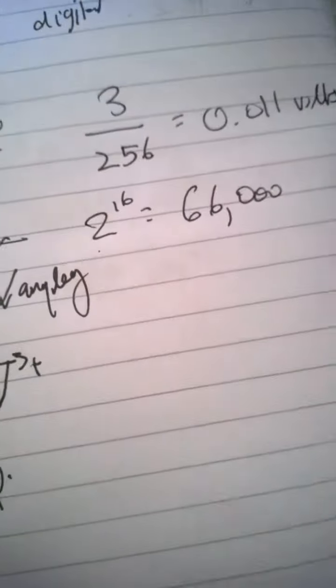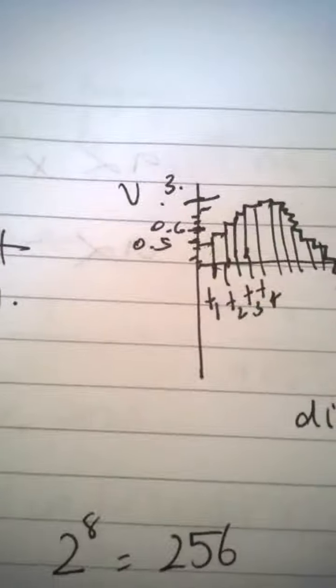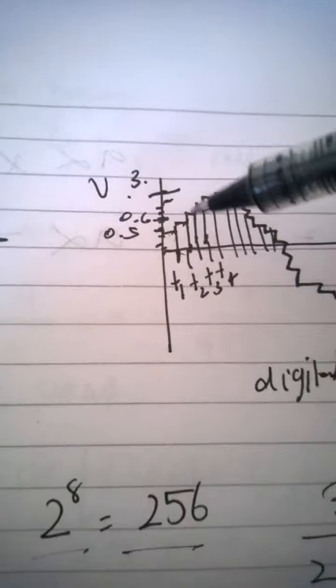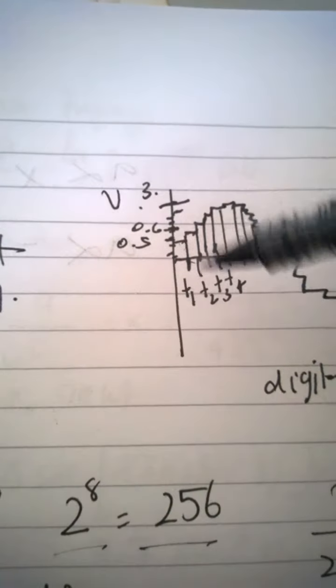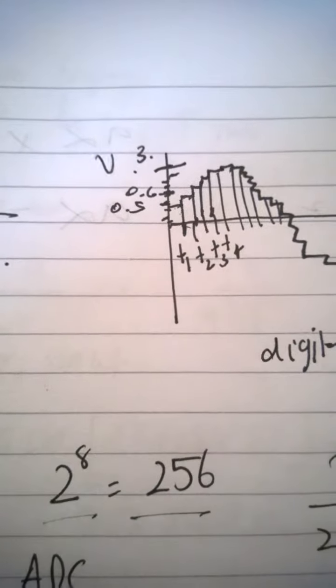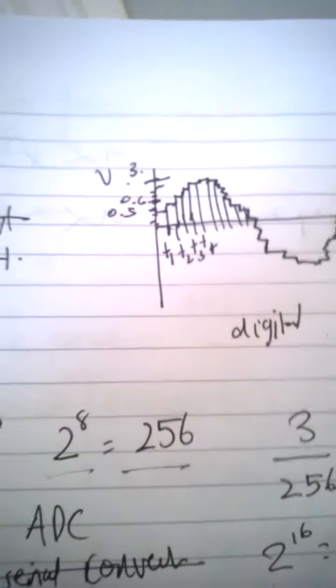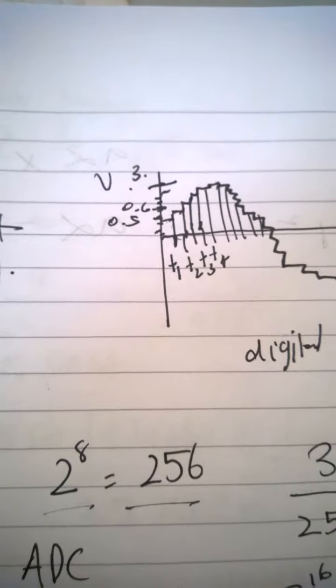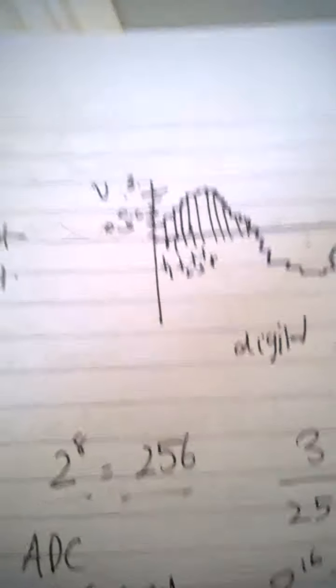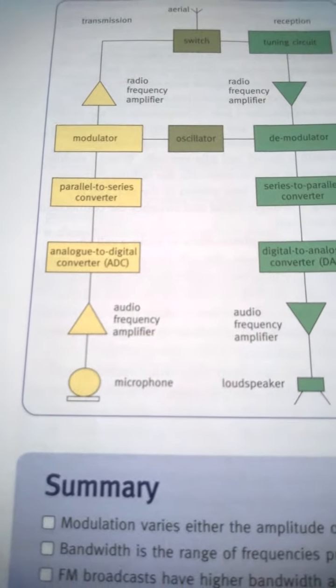if we were using a 16-bit conversion, we have 66,000 possible combinations of zeros and ones. So there are going to be 16 binary digits, and we can have 66,000 different combinations. Between 0 and 3, we're going to have 66,000 different steps or levels that our digital signal can assume. So that's that. Of course, we've only gone to the ADC.